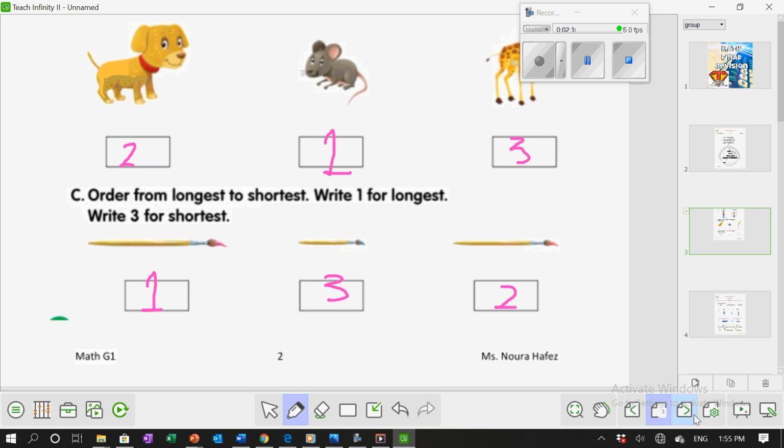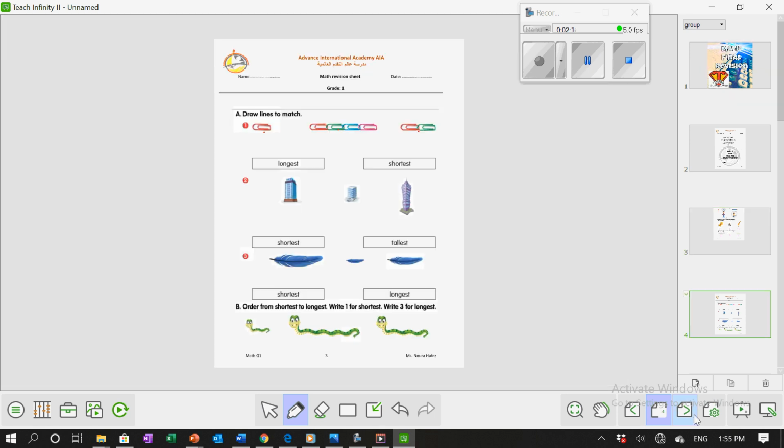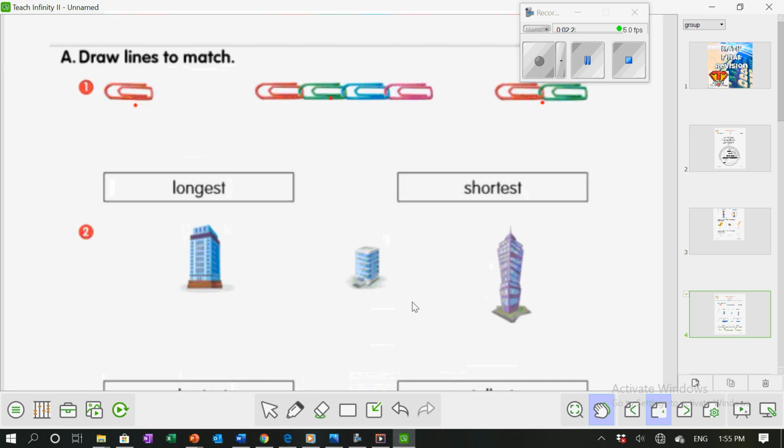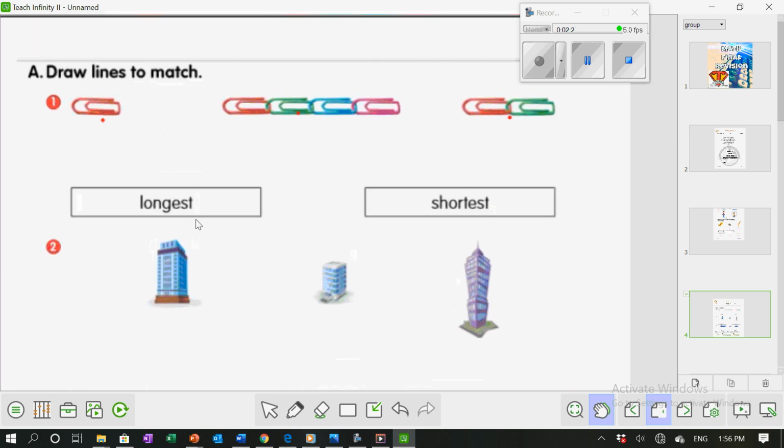Let's go to the second page. Yes, here is a row line to match. Let's make it bigger like this. Perfect. Okay, here it is. We have two words. First word is longest. Here is the shortest. So the longest line of these paper clips is what? Which one? Perfect. The third one. This is the longest. Which one is the shortest? Excellent. The first one.